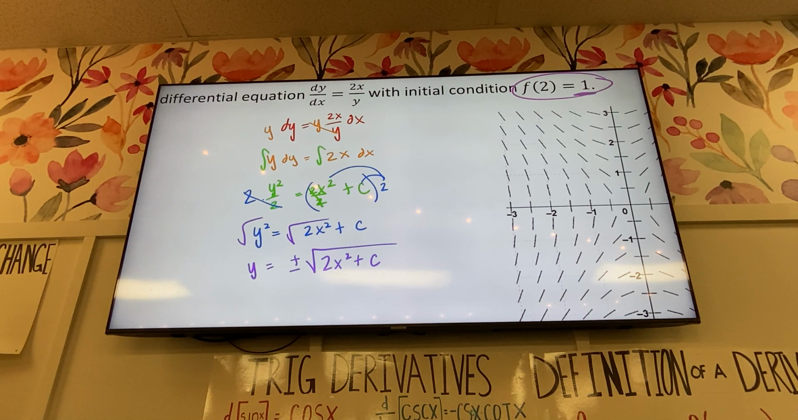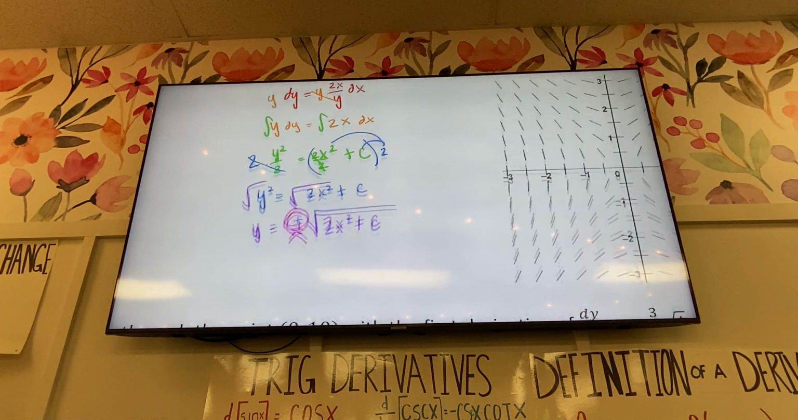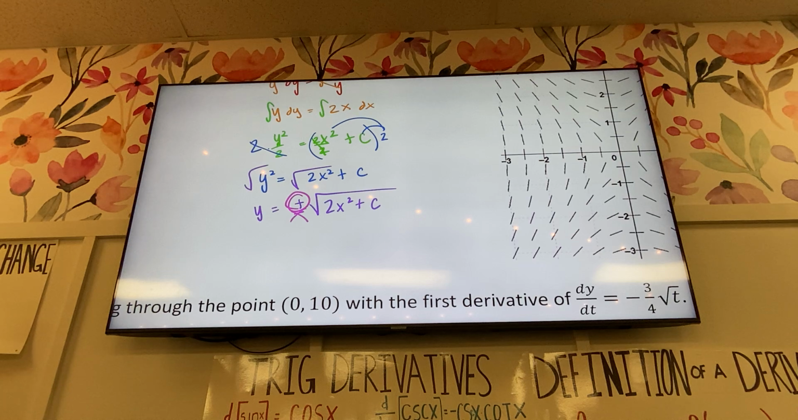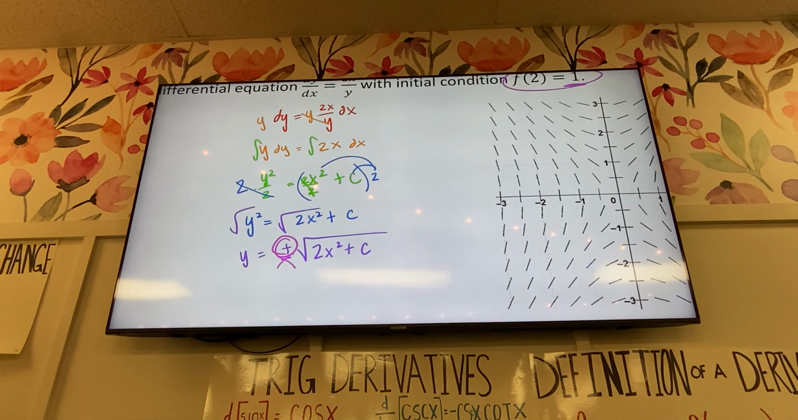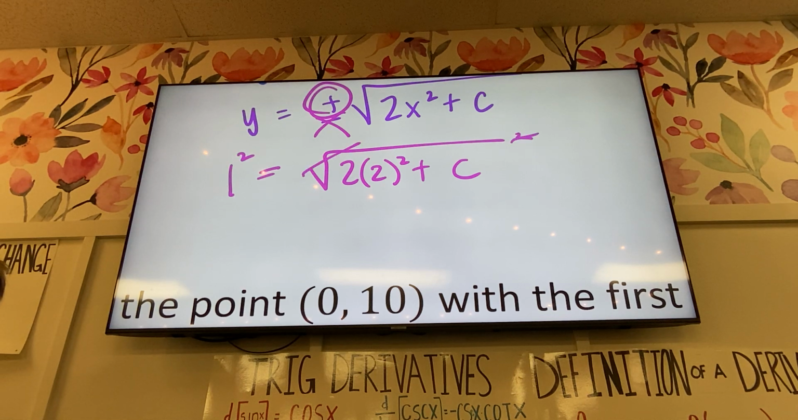Does that make sense? Okay, so we are going to take the positive square root and not the negative one. But let's plug in to figure out what c is. What are you going to plug in for y? 1. And for x? 2. How do you get rid of the square root? Square it. What's 1 squared? 1. What is 2 squared? 4. Times 2? 8. So this whole thing is 8, which makes c negative 7.